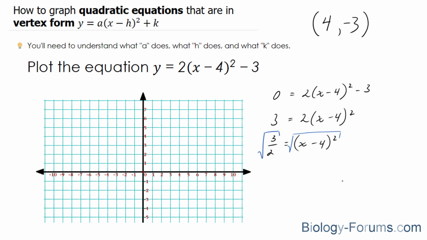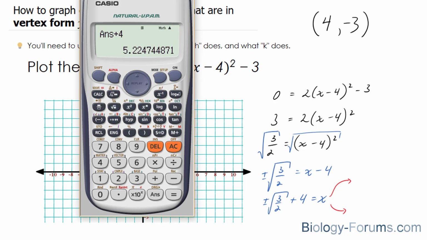Keep in mind that if you square root a number, there's always a plus and minus version of that number. So in our case, this would be plus or minus the square root of 3 over 2 is equal to x minus 4. In our last step, we'll take this minus 4 and bring it over, and it becomes +4. And that means that we will have two versions of x. One version with the positive term and one version with the negative term. Let me show you what I mean.